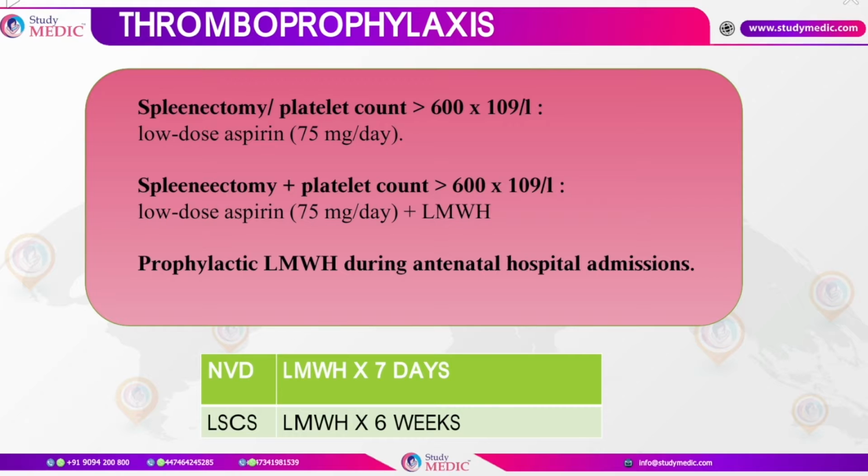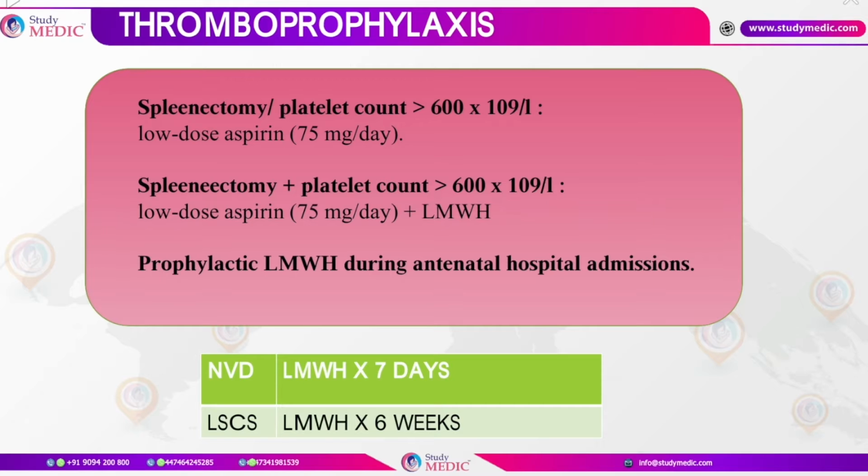In this context, thromboprophylaxis plays a very important role. If the spleen is absent or removed by means of splenectomy, or the platelet count is more than 6 lakh, in that condition low dose aspirin will be required. But if both conditions are present together, for example splenectomy along with a platelet count more than 6 lakh, then definitely low dose aspirin along with low molecular weight heparin will be required.